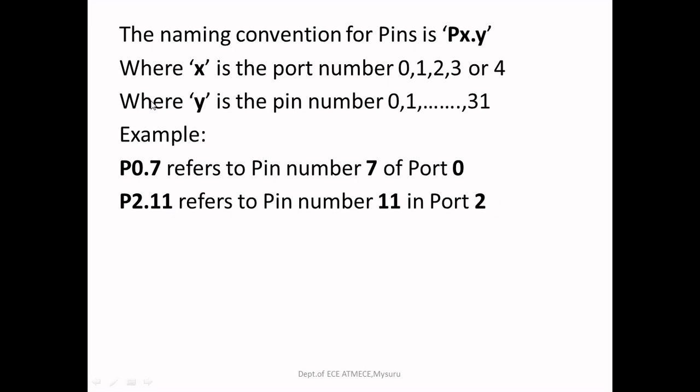This is the naming convention for pins, that is Px.y, where x is the port number. Since we have 5 ports, x varies from 0 to 4, and y is the pin number. Since each port consists of 32 pins, y can vary from 0 to 31. For example, P0.7 refers to the 7th pin of port 0, P2.11 refers to the 11th pin of port 2, etc.